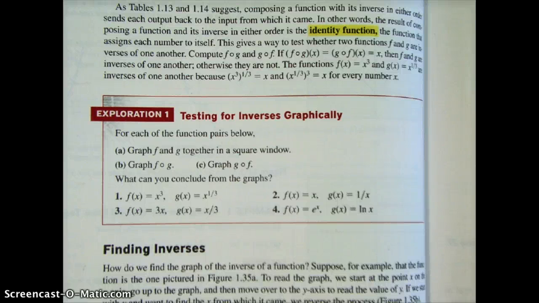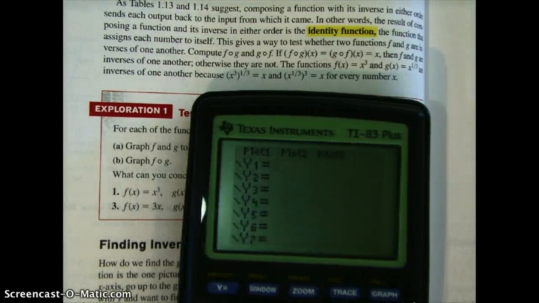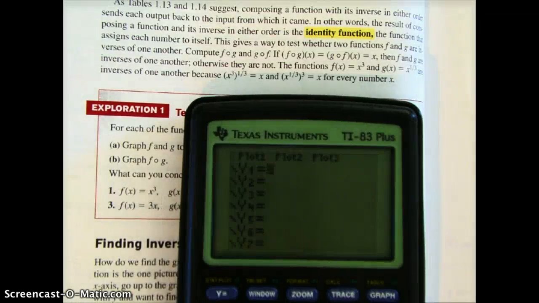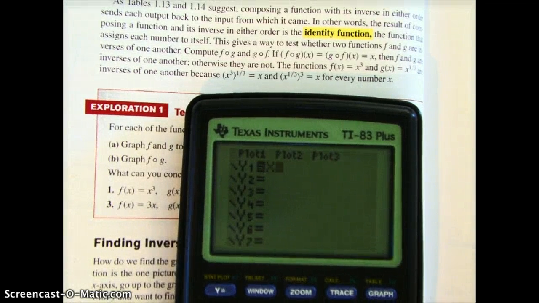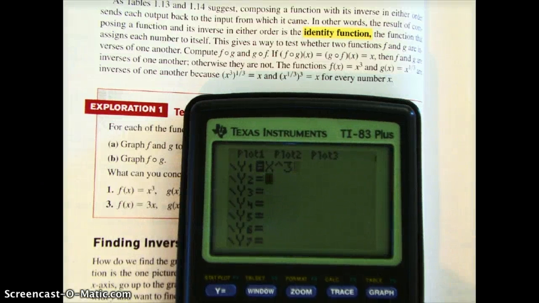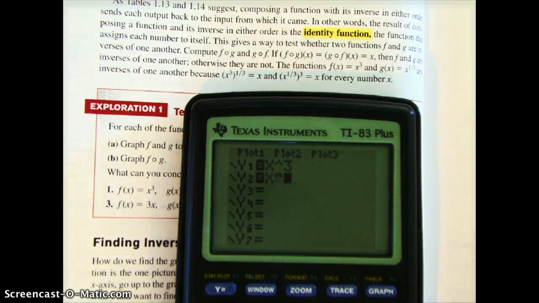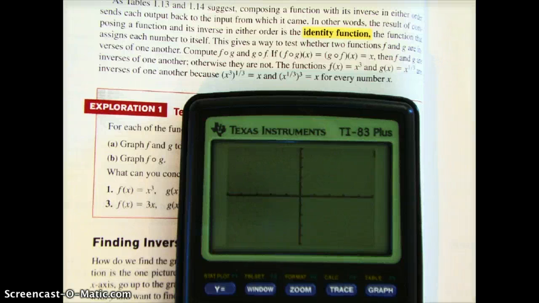When you go into your graphing calculator, you're going to want to find your graphing window, y equals 1. And we're going to go ahead and do the first one together here. So I'm going to type in x cubed as my first graph. And at the same time, x to the 1/3 power. I use parentheses for that fraction. And when I graph them, it looks like this.